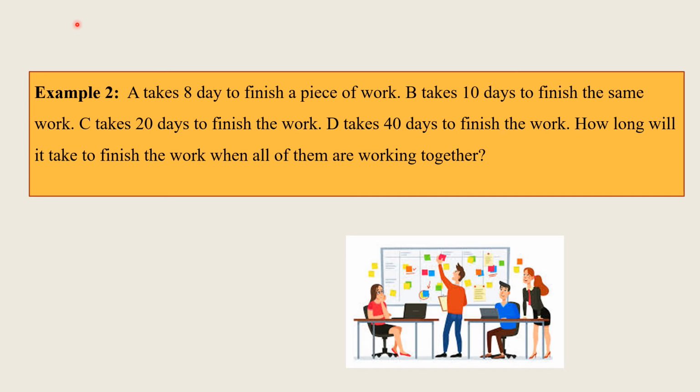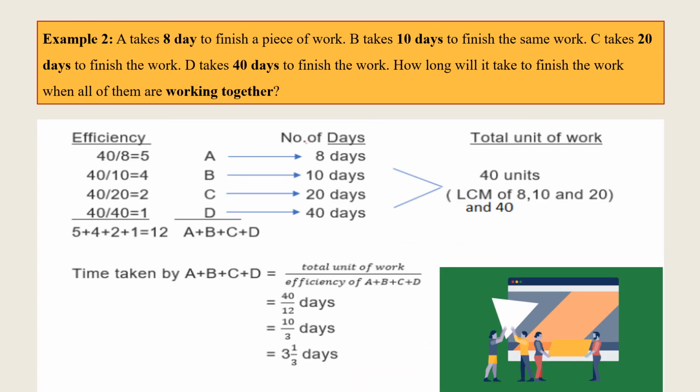So let us try to solve the question. We again recommend you to solve it on your own, by the steps that we have provided you in the previous page. So here is the solution in 4 steps. So first you will write the given things. A takes 8 days, B takes 10 days, C takes 20 days and D takes 40 days.